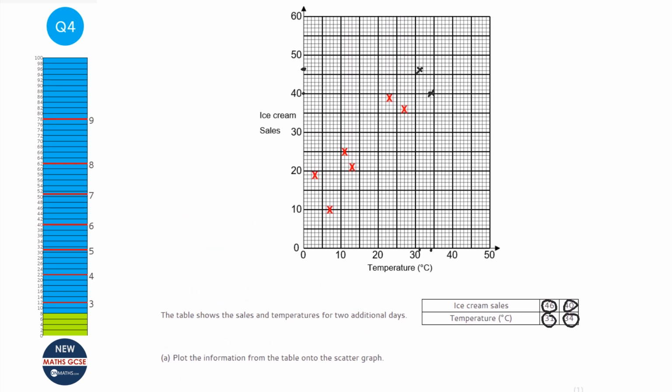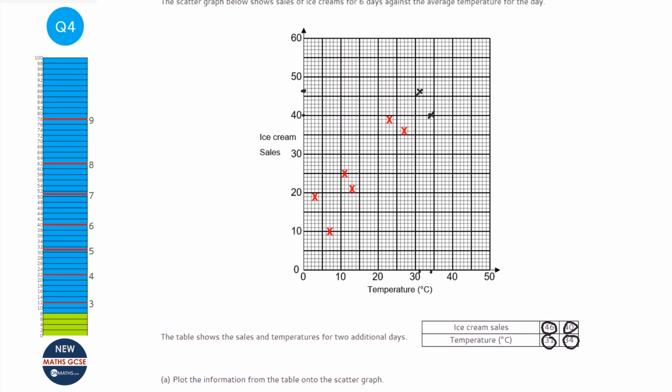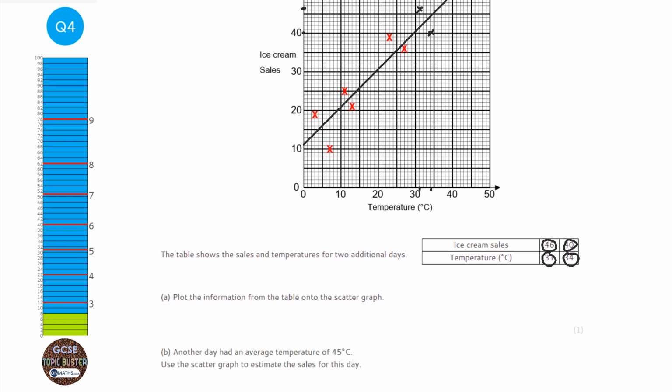Now, you need to get used to just drawing a line of best fit to any scatter graph that you come across. You will have to do it, okay? So just do it, even if it doesn't ask you to. Now, a line of best fit is just a line that follows all the data like that. You should have roughly the same amount of data top and bottom, but it doesn't matter if it's not perfect, okay? So let's have a look.